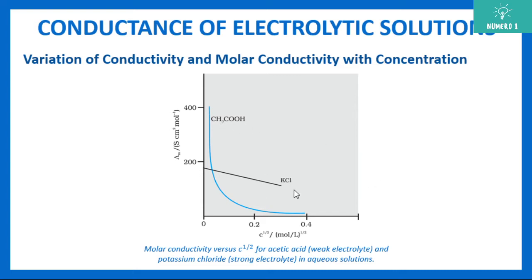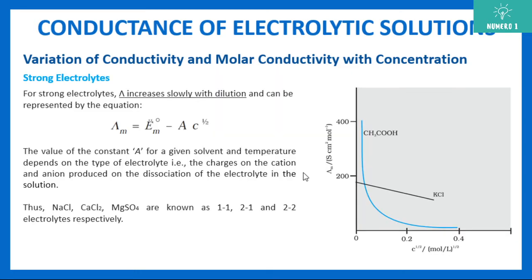So let us try to see KCl, or strong electrolytes, in more detail. When we talk about strong electrolytes, we notice that lambda increases slowly with dilution. As you are diluting, you are lowering the concentration, and you see the value of lambda, or molar conductivity, is increasing. Since this is kind of a straight line, we can represent it with y = mx + c. Here this is the limiting molar conductivity, at infinite dilution.